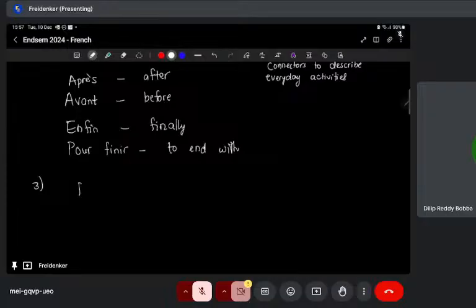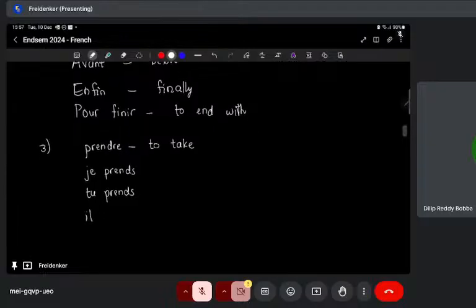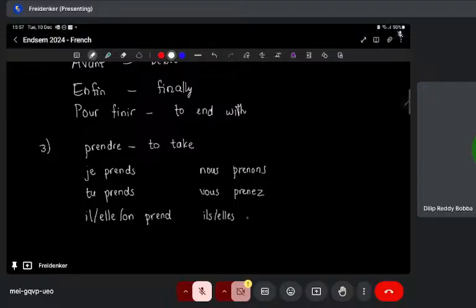So, prendre is to take. So, what is its conjugation? Je prends, I take. Tu prends, il, elle, on prend. There is no S now. Nous prenons, vous prenez, ils, elles prennent.